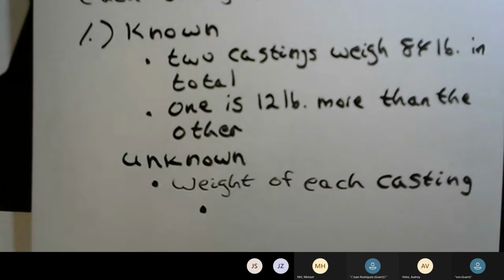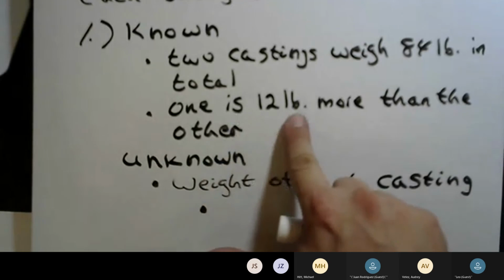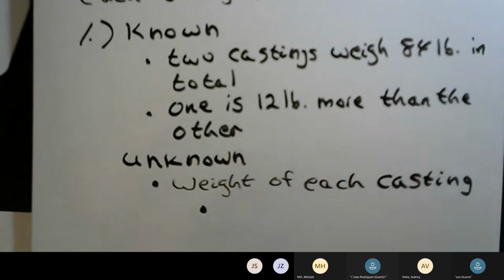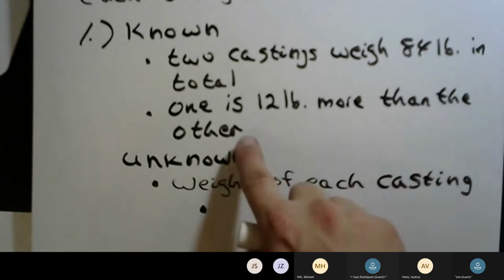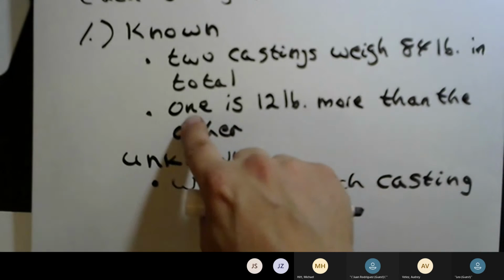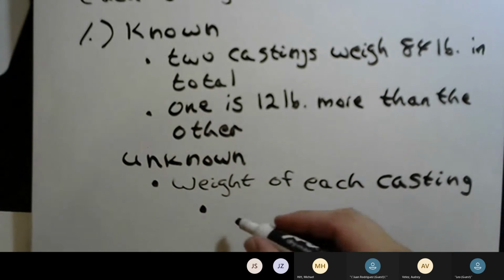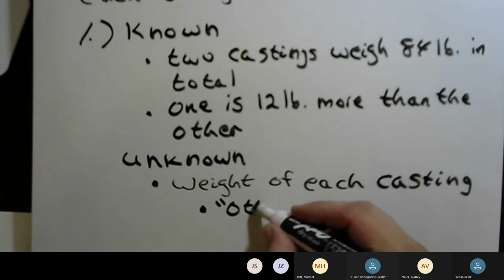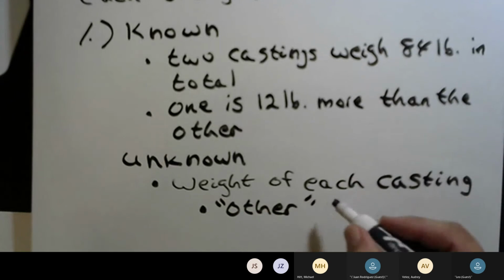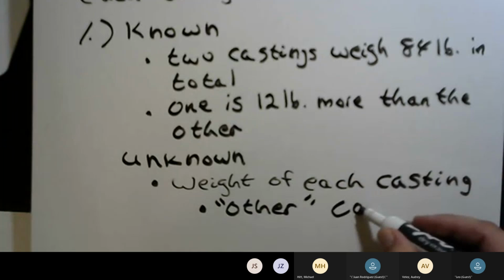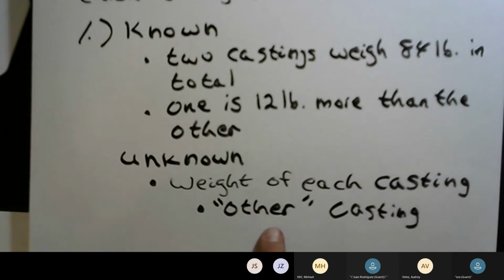Now, I'm going to make an argument, and people can argue with me on this if they want, but technically, we actually do kind of know the weight of one of the castings. One of them is 12 pounds more than the other. So if we know the other, all I got to do is add 12 pounds. So the real mysterious one is the other casting. That's the real mystery. If we know that, just add 12 pounds and we'll get the other.